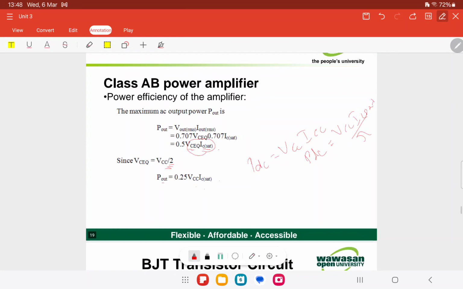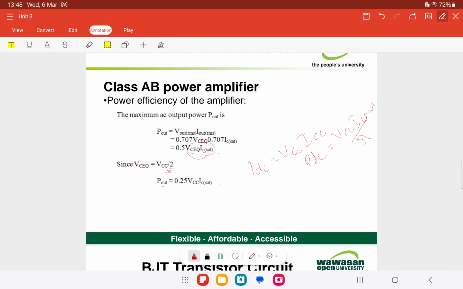Okay, for half cycle. It is not 2 pi, only over pi.